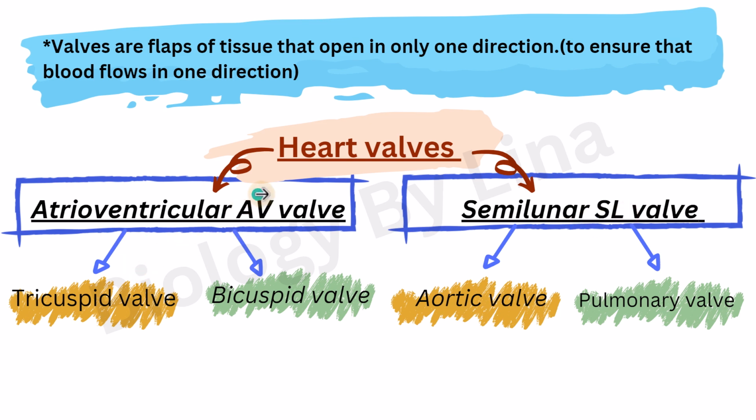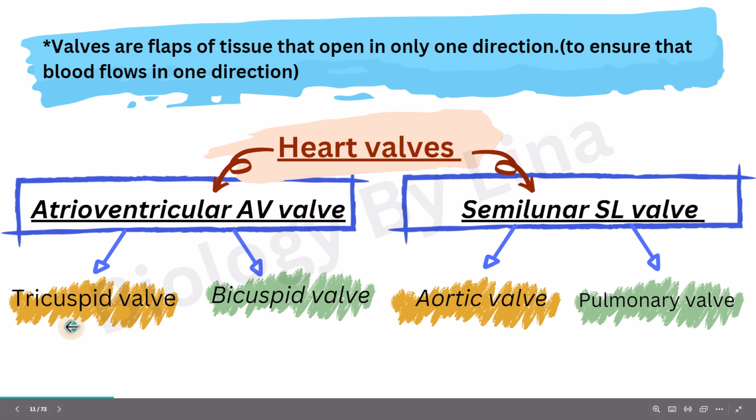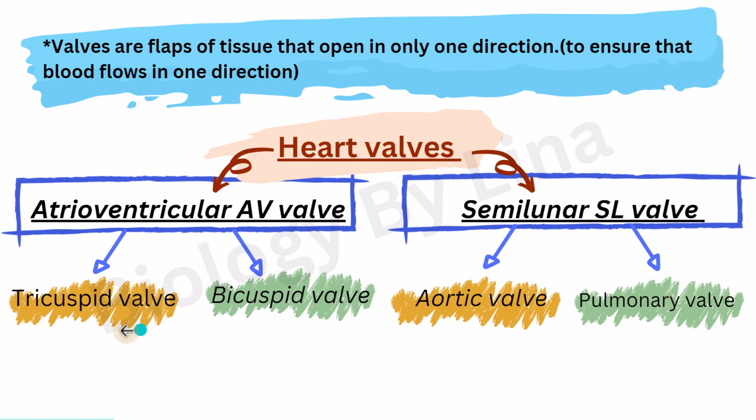Atrioventricular valves, from their name, are located between what and what? They are located between the atria and the ventricles. We have two types of atrioventricular valve, the tricuspid valve and the bicuspid valve. From their names, tri means three, so the tricuspid has three parts, while the bicuspid valve has two parts or two flaps. On the other hand, we have the semilunar valves, SL valves, which include the aortic and pulmonary valves.